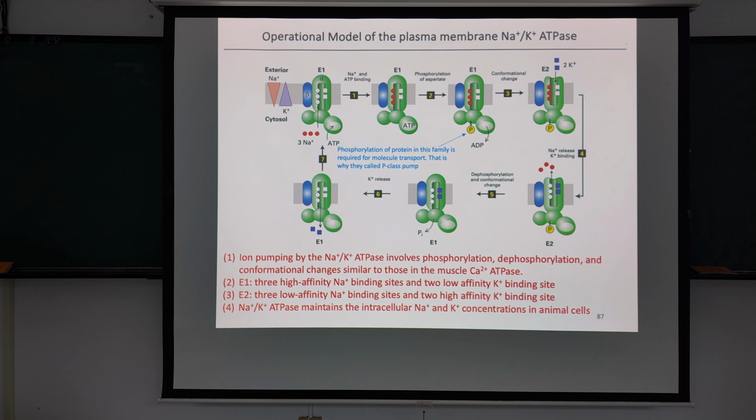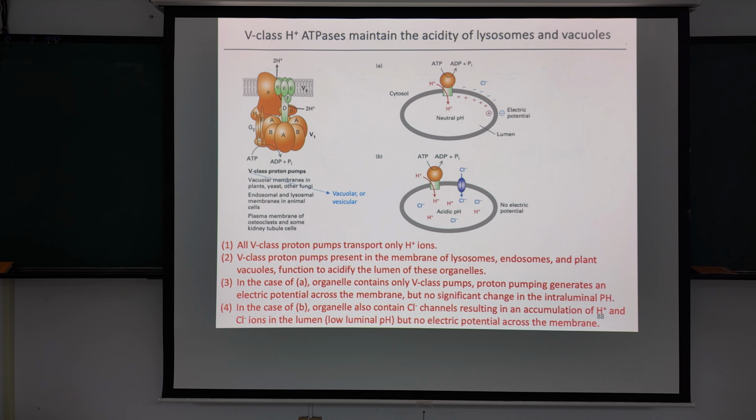Okay, so those are the P-class ATP pumps. Next, this is the V-class proton pump. So why is it called a V-class proton pump? Because you can find those proton pumps mostly in the vacuole, vesicles or lysosomes, some kind of vesicle-like organelle. Okay, so inside those vesicles or vacuoles, this is the V-class proton pump. They will use ATP hydrolysis as energy to keep transporting protons into the lumen.